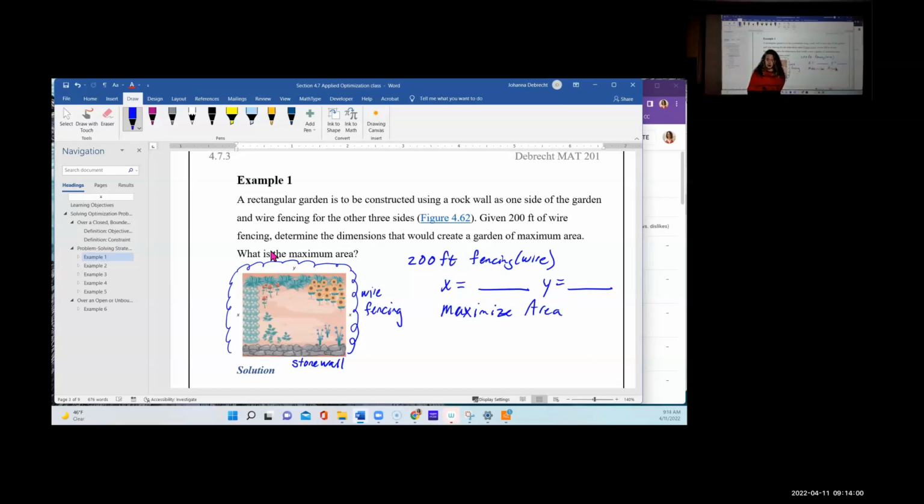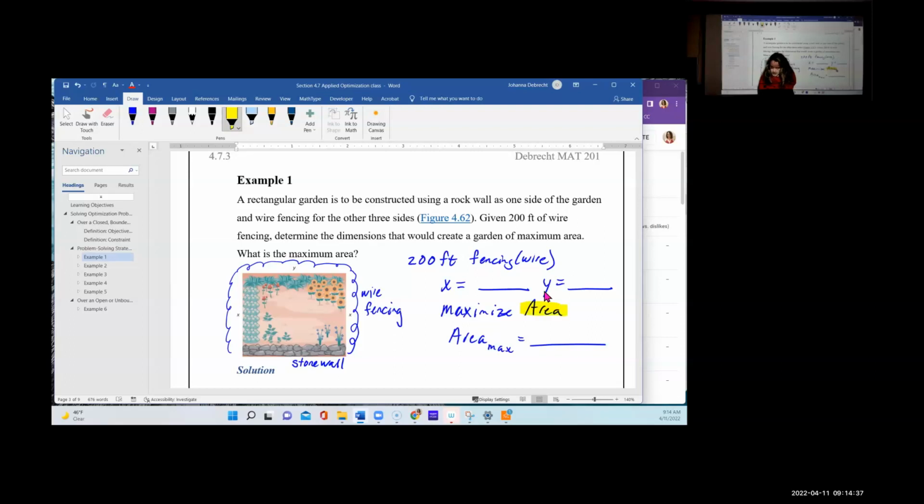What is the maximum area? Oh, they're asking us for something else then. So we need to mark that down as well. Right. So the second time I read it, I have all the information that's important to solving the problem written down either on the picture or next to the picture as part of the information that I've gleaned from the problem. Okay, so I'm looking to maximize area.